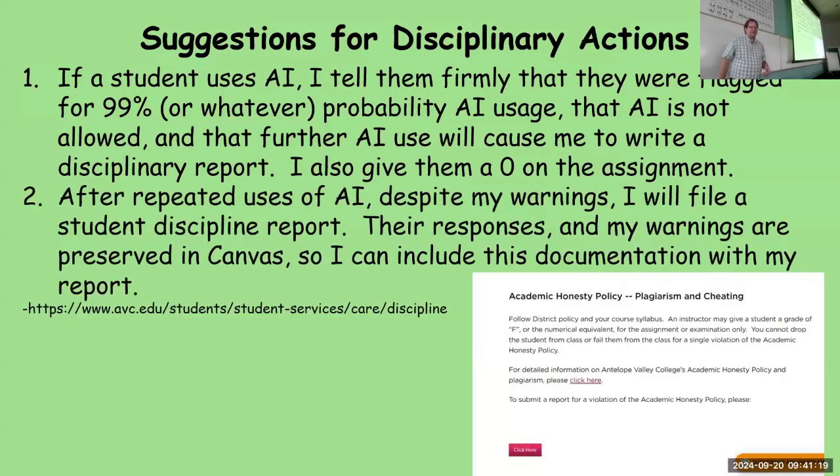And after repeated uses of AI, which again is extremely unlikely to be repeated false negatives or false positives from the same individual, despite my warnings, I do actually file a student discipline report. It's not a great thing to do, but if a student just keeps using AI over and over, despite me telling them, please don't do this, this is not good, they keep doing it, then I file this report.